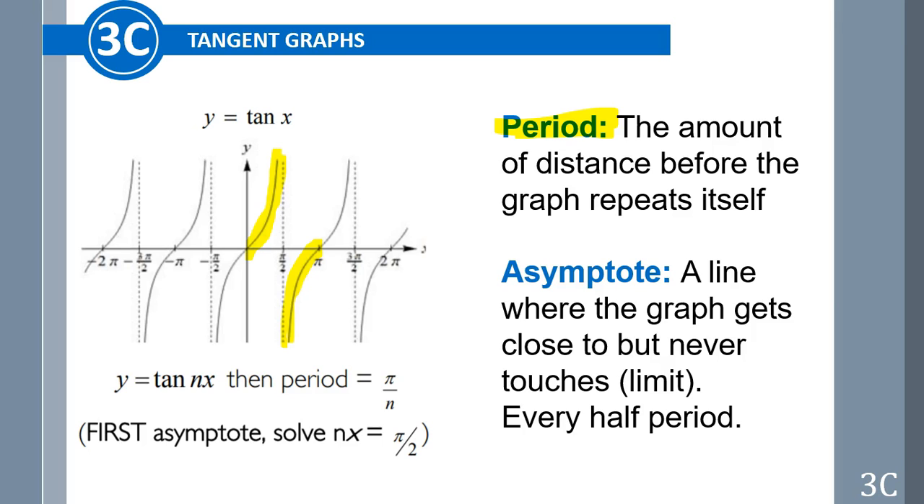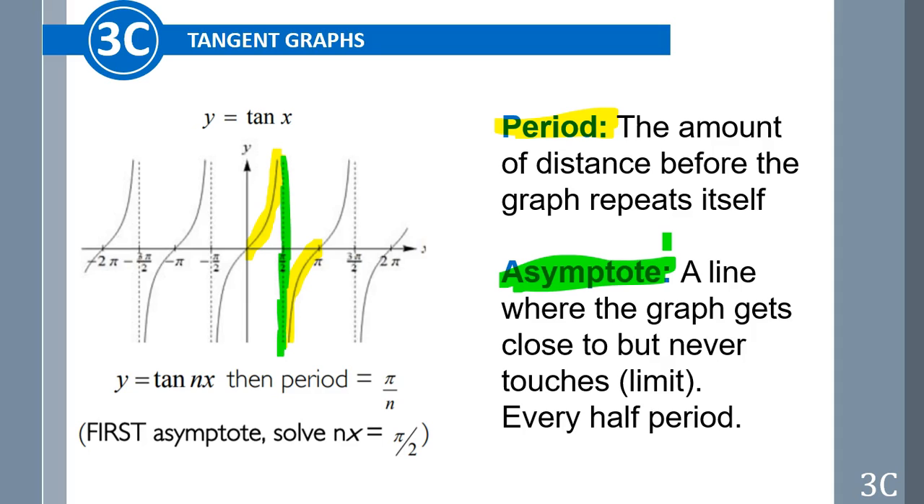The other part that makes this up, which is a bit new to us, is the asymptote. The asymptote falls every half a period, which, if you remember back to logs and exponentials, an asymptote is a limit. It's a line that the graph goes very close to, but it never actually hits and it never crosses. So in this case, there's an asymptote every period, and it occurs right in the middle of the period.